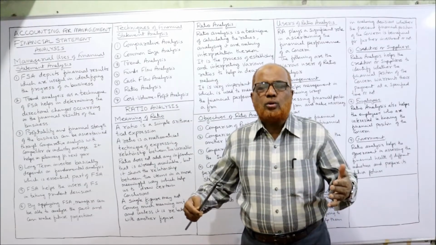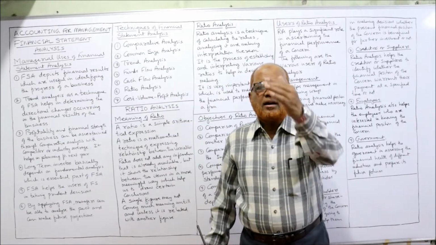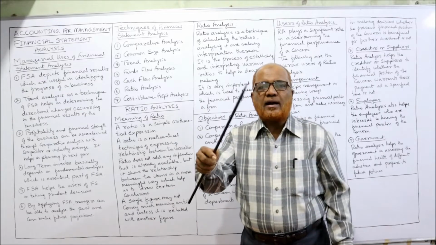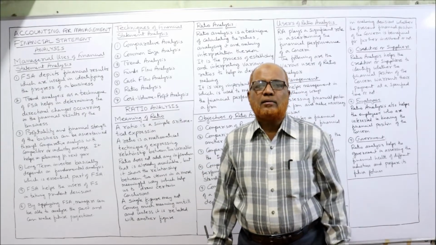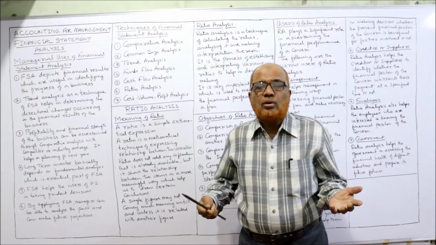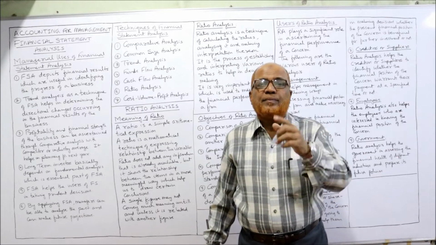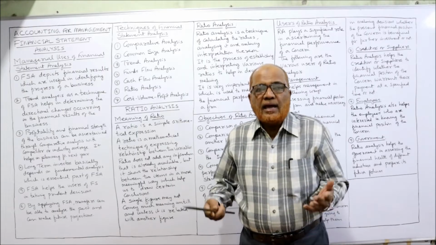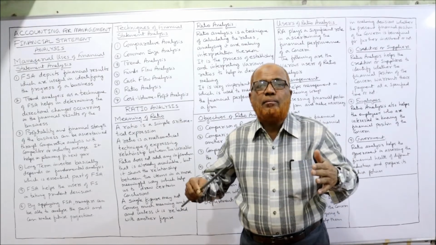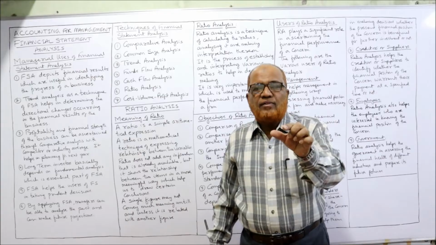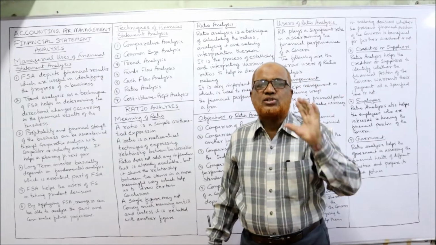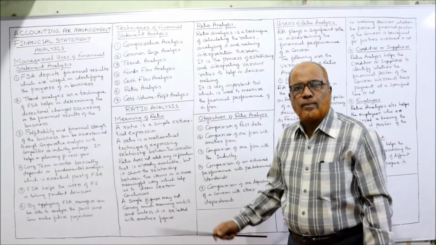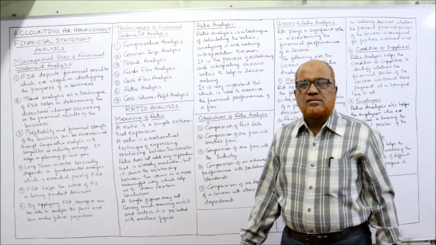So we can make a ratio, current assets by current liabilities. 2 lakh divided by 1 lakh, 2:1. We calculate the ratio, 2:1. What does it mean? The current assets are double the current liabilities. Like this, the relationship we are making among different variables in the financial statements is called ratio. Now, ratio analysis.